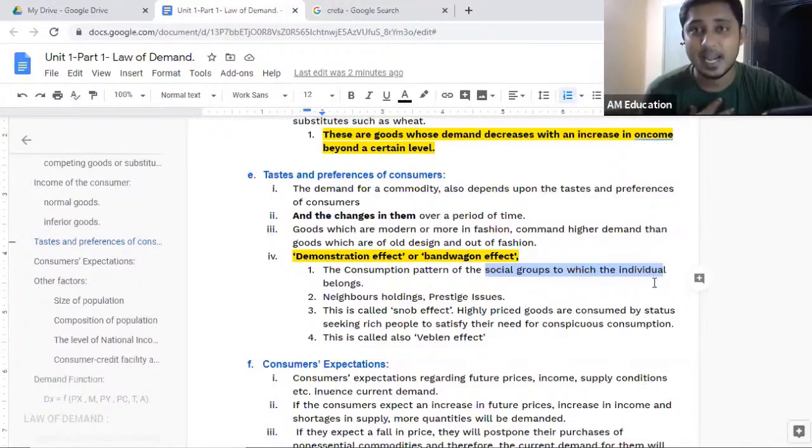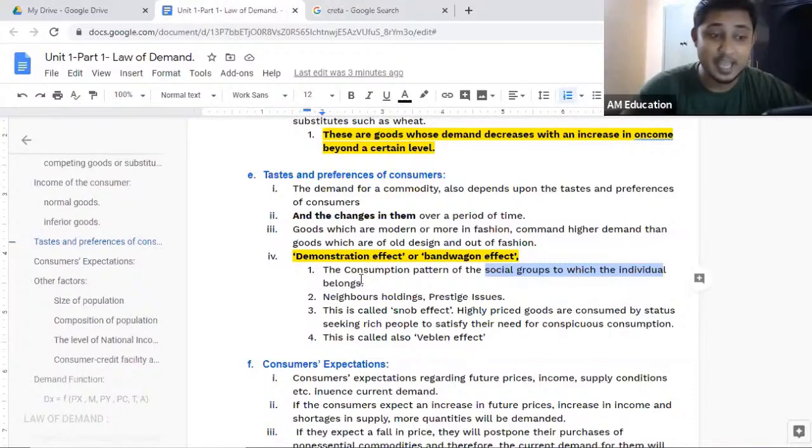And if someone gives me 10 lakhs right now, how would I consume it? I'll buy a new laptop. I'll buy an even better camera. And what else can I do with 10 lakhs? I'll buy a good bike, right? I'll buy some clothes. But the fisherman will not buy a new laptop, a new camera, all of that stuff, right? So that's what this tells me: the consumption pattern of the social groups to which the individual belongs. So you buy stuff according to the society that you belong to, right?